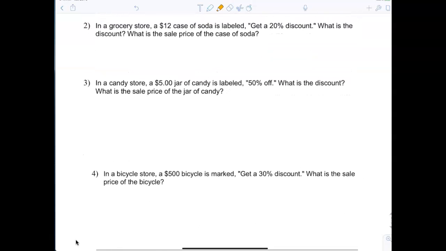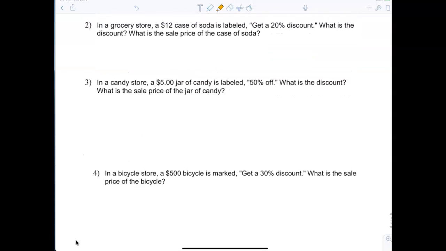Jake, you're up. That's okay. Read me number 2. In a grocery store, a $12 case of soda would get a 20% discount. What is the discount? So what is the discount, first of all? 12 times 0.8 plus 20. No, not for the discount. Point. Yes, 0.2. I'm happy with that. So that's what? $2.40. So I guess I got the deal.